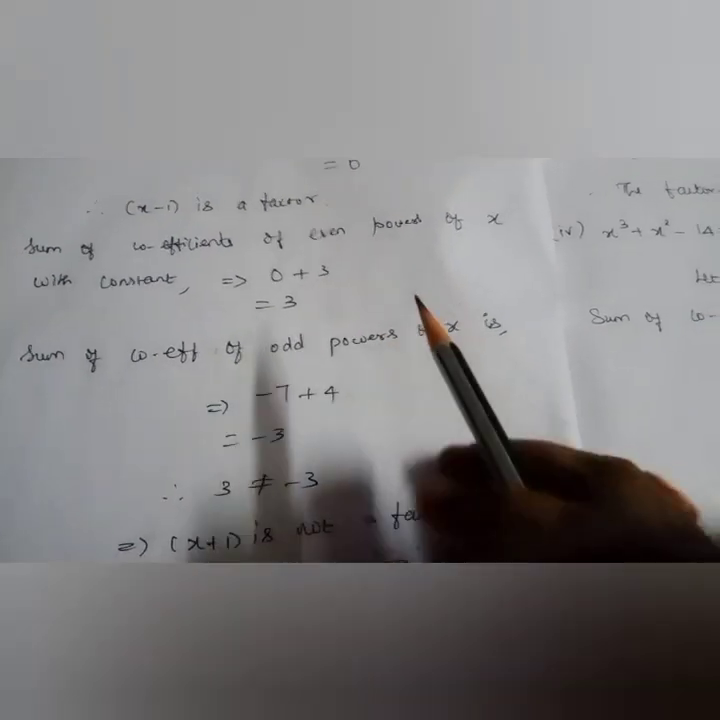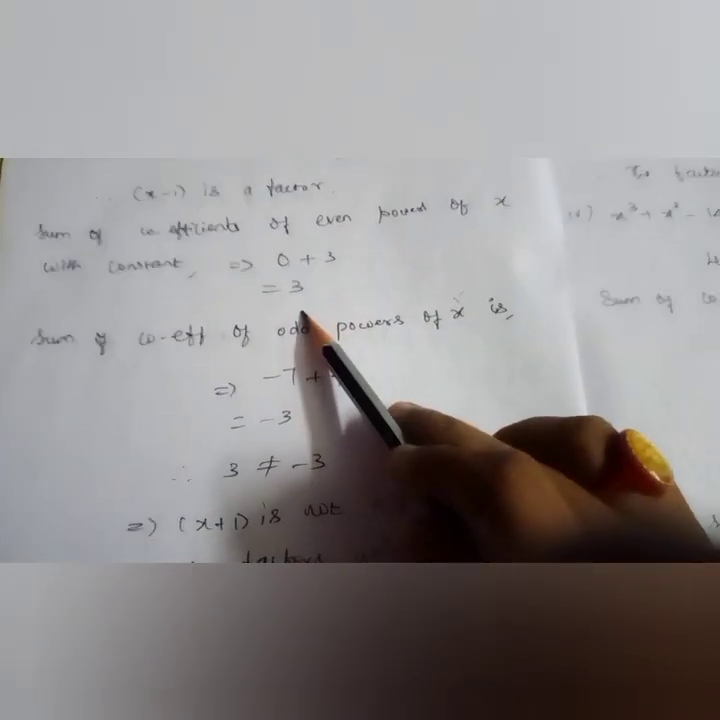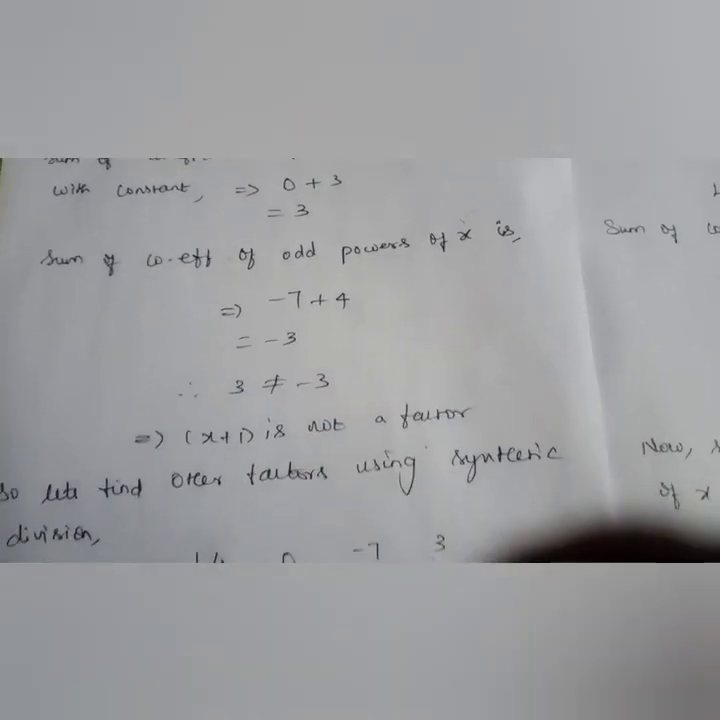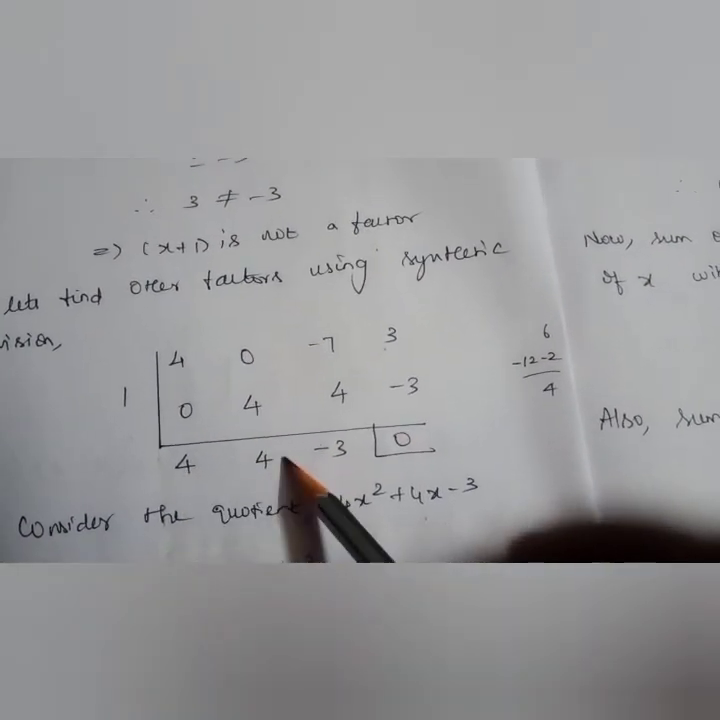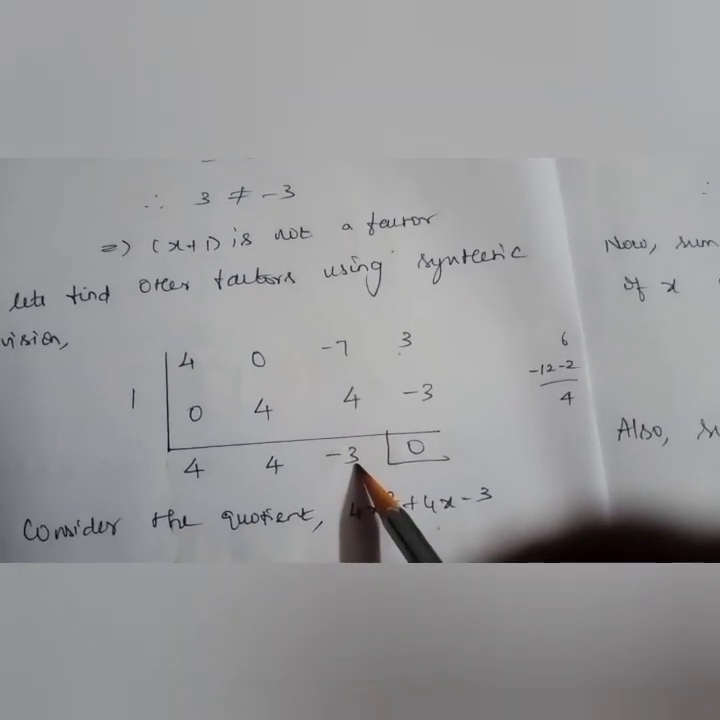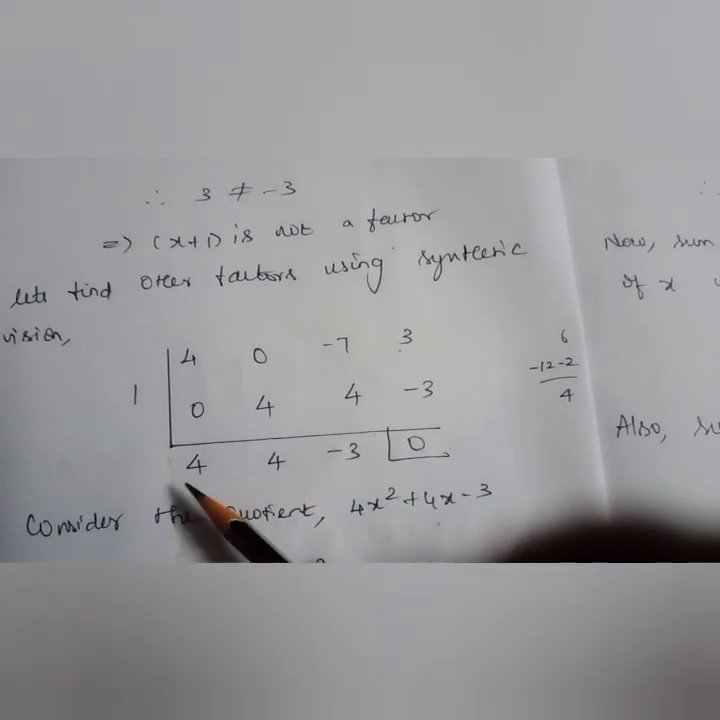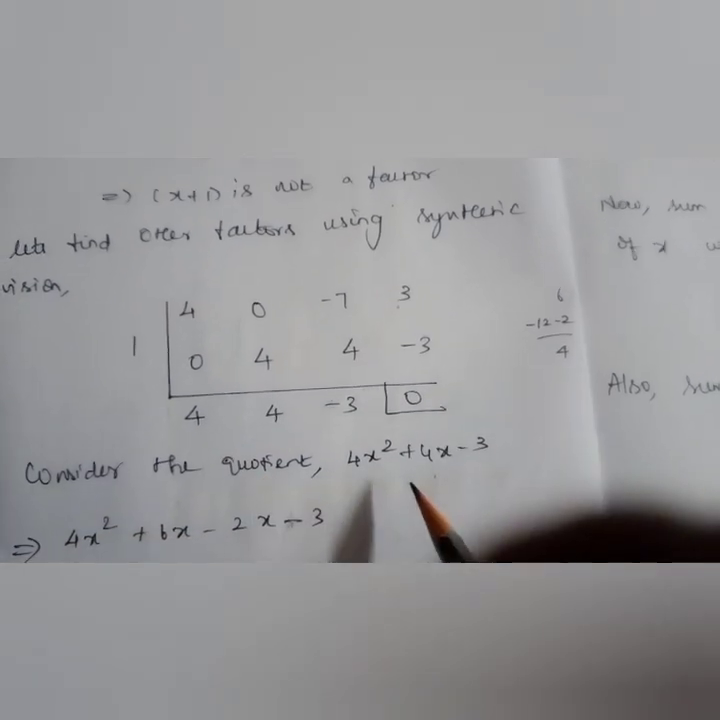Even if x minus 1 is a factor, we have to check the next round, that is the sum of coefficients of even powers, that is 3, and the sum of coefficients of odd powers, that is minus 3. So x plus 1 is not a factor. So I will start off with x minus 1, that is x is equal to 1. When I am doing the synthetic division, I am getting 4, 4, minus 3. Minus 3 stands for the constant term, 4 for the x term and 4 for the x square term. So I am getting like this.